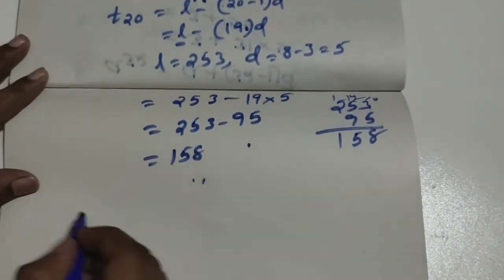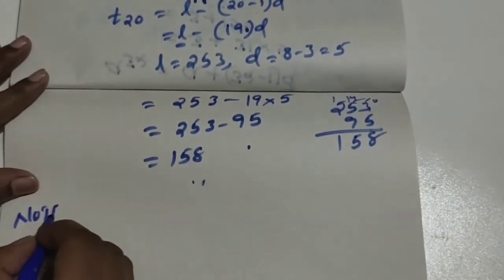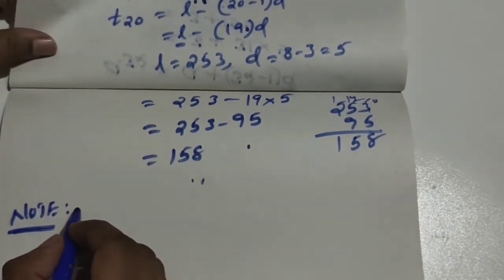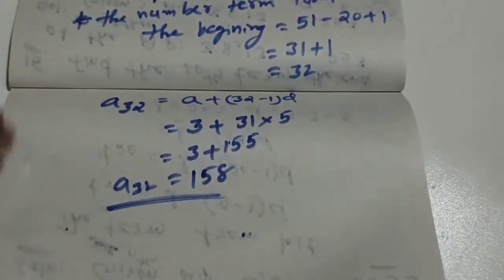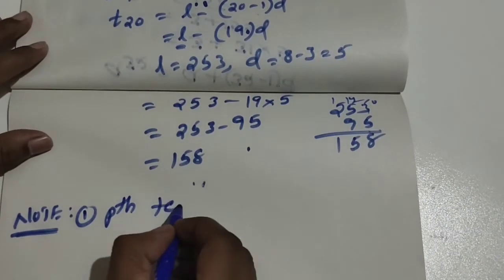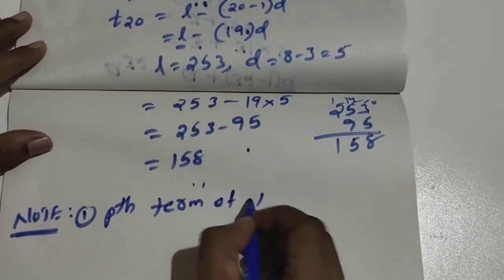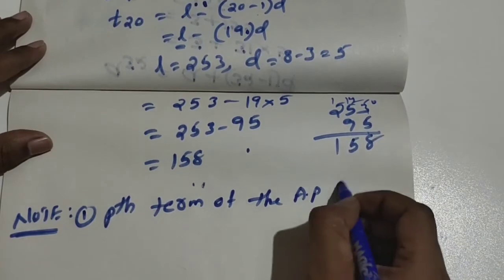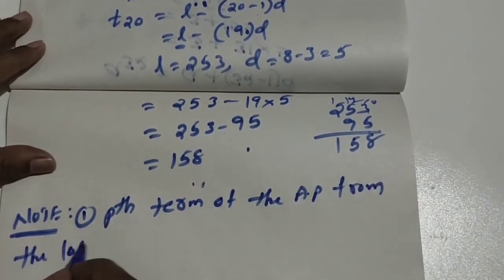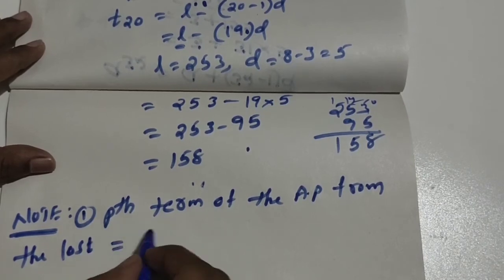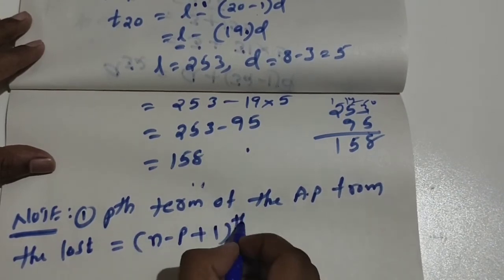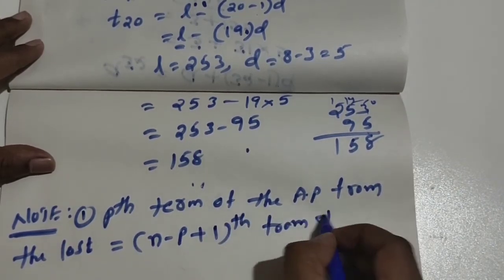Okay, so I will write here once again the formulas, keep a note on that one. So in this first method, what is the first method formula? Here the pth term of the AP from the last is equal to the n minus p plus 1th term from the beginning.